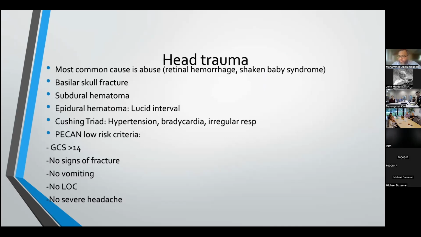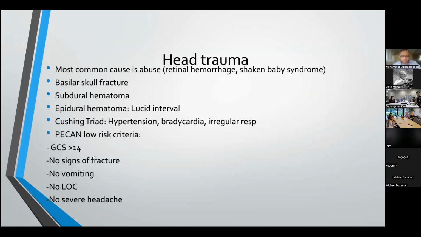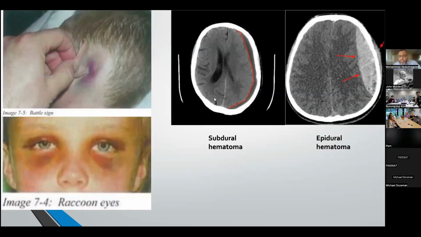Basilar skull fractures from trauma can happen, and usually they will present with those signs. This will present with Battle sign, ecchymosis behind the ear, or raccoon eyes, ecchymosis below both eyes. Children can develop subdural hematoma from fractures, or epidural even, and those are images of both.